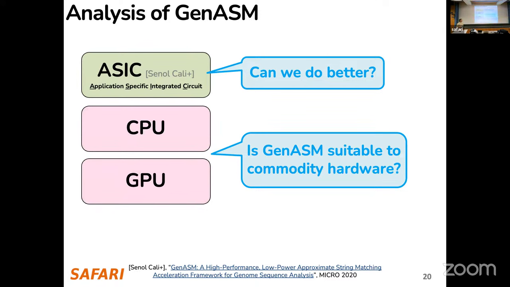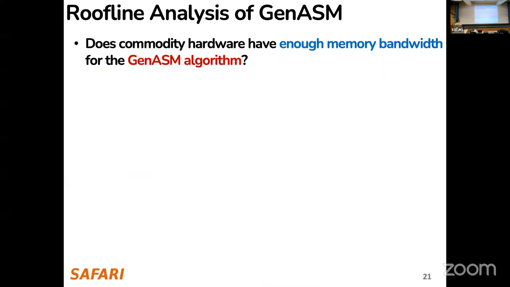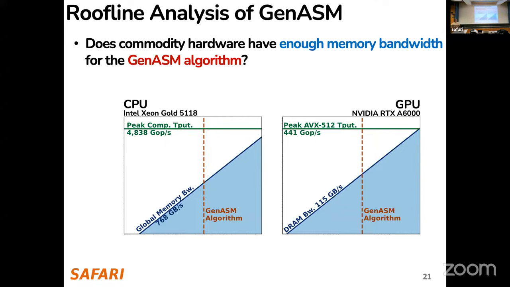And for CPUs and GPUs, we didn't really have extremely performant implementations of this algorithm. So here we want to figure out, does the algorithm still do well on these other architectures? We start with a roofline analysis. This is essentially all about memory bandwidth. We plot the throughput on the y-axis. A horizontal line gives you the peak compute throughput, what you get out of the functional units of whatever hardware architecture you have. Then you get a sloped roof based on whatever memory bandwidth you're considering.